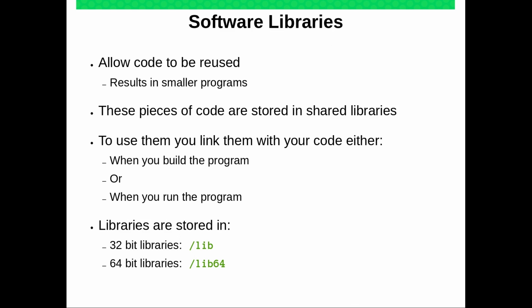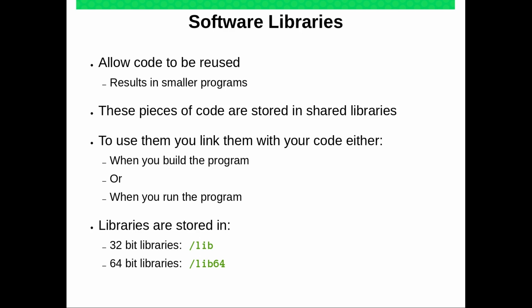Libraries are an easier way to allow written code to be reused, which results in smaller programs as that code doesn't always have to be included with them. It can come from a different source and exist on a machine and be used by multiple programs instead. These pieces of code are in what are called shared libraries. To use them, you link to them either in your code when you build them or when you run the program. So you can use both methods.